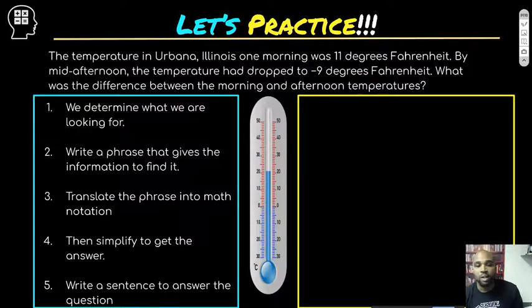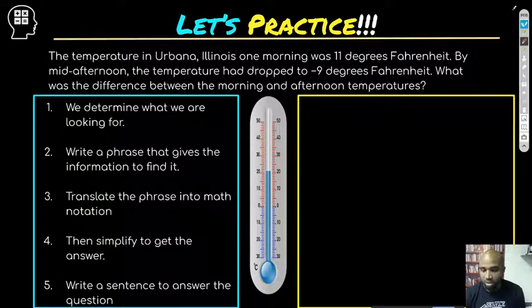The temperature in Urbana, Illinois, one morning was 11 degrees Fahrenheit. By mid-afternoon, the temperature had dropped to negative 9 degrees Fahrenheit. What was the difference between the morning and afternoon temperature? So that keyword difference clues us that this is going to be something dealing with subtraction, right? Because what's the difference between these two?